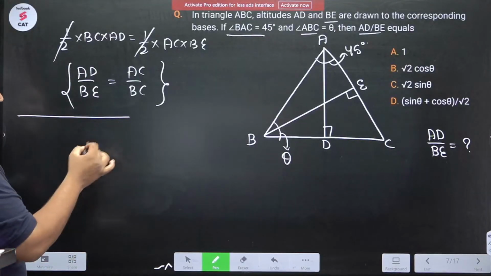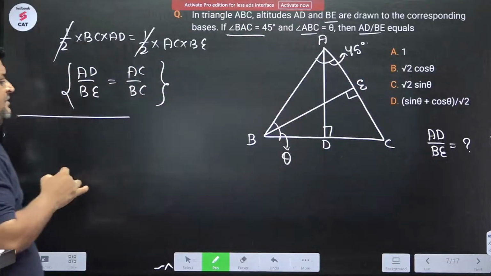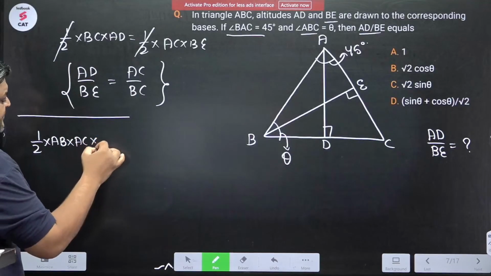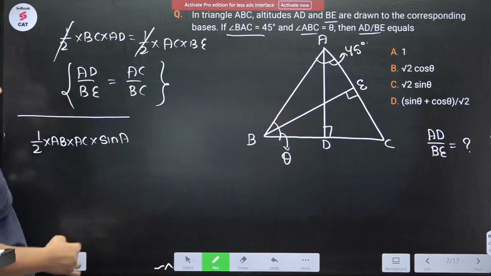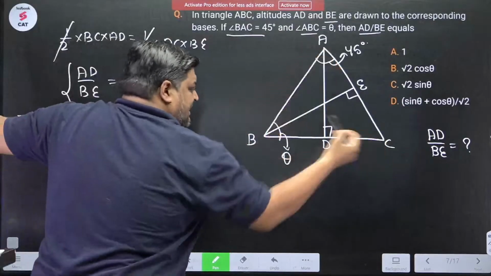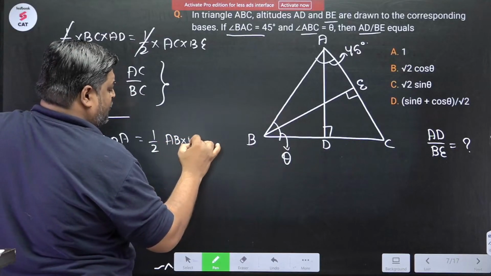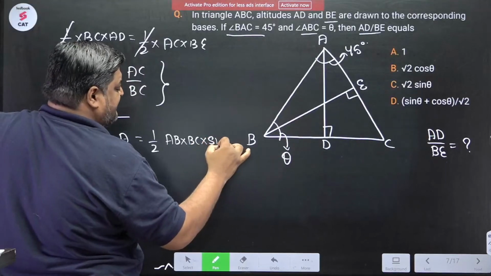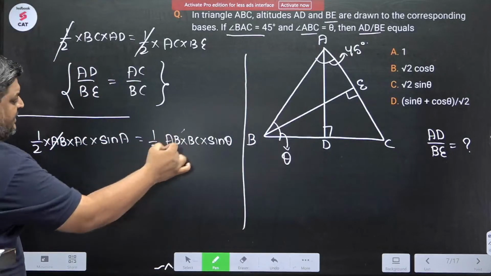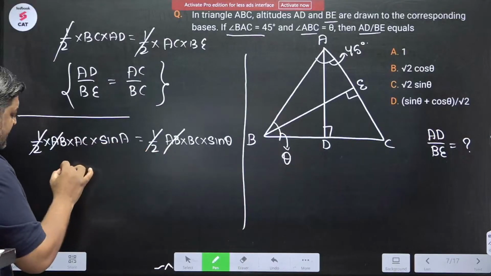Now again, area of triangle ABC would be half into AB into AC into sin 45, let's say sin A, and this is also equal to the area of the same triangle, which we will calculate this time from sides AB and BC: half into AB into BC into sine of the angle between them, into sin theta, right? देखो क्या मिलता है, AB gone, half half gone.